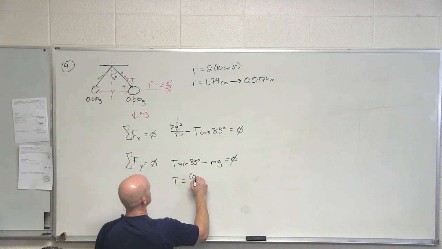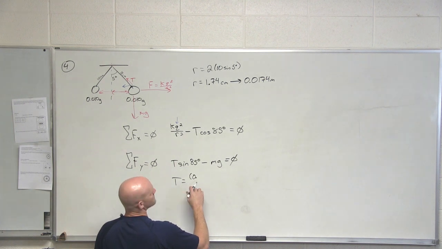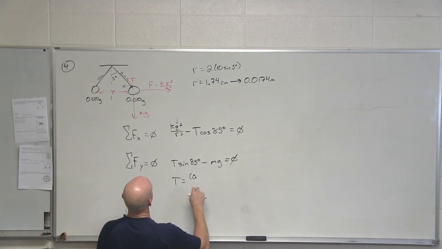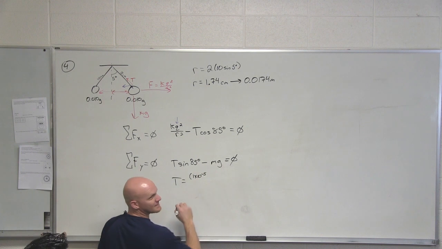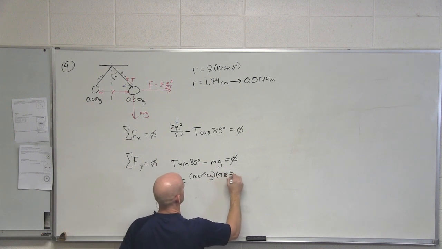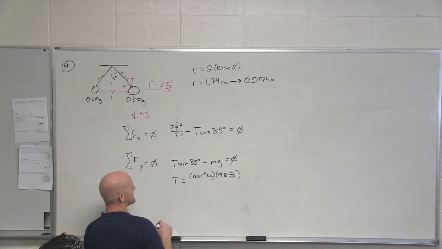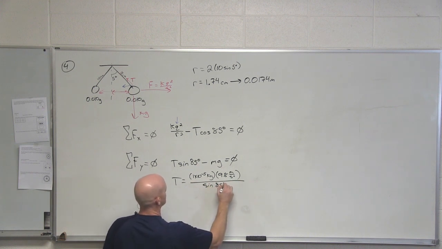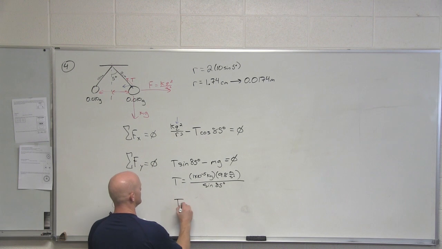So in this case, what is our mass? 0.01 grams. What is our mass? Not 0.01. Ooh, we've got to put it in kilograms, though, right? So what is that in kilograms? 0.00001. 4 zeros and a 1. Great. 1 times 10 to the minus 5 kilograms, times 9.8 meters per second squared for gravity, all over sine of 85 degrees. Can somebody get me tension?